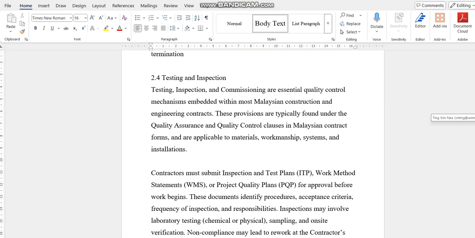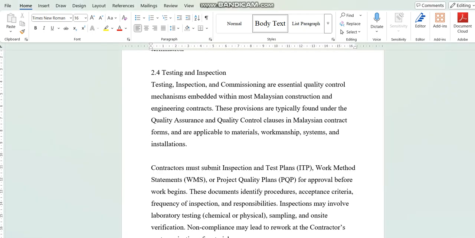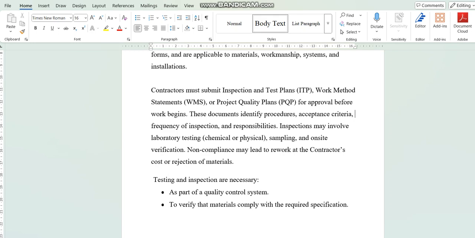all that. So, like I said, usually the contractor will submit all these ITP, work method statements, or PQP. This is quite typical. They will submit that for approval. And then this document will basically identify the procedures, the acceptance criteria, frequency, and responsibilities. So then that will actually help the contractor themselves and also the supervisor side to follow this plan accordingly, that is, the statements and plan accordingly.